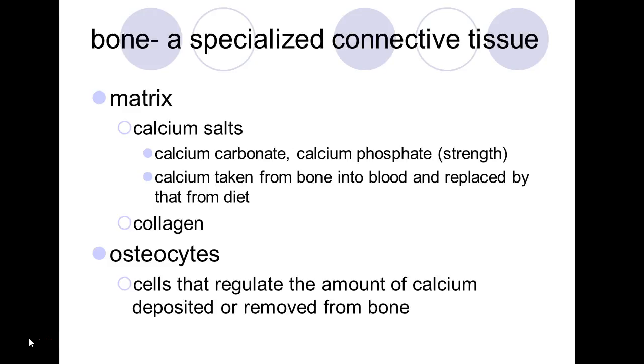As we said, bone was a specialized connective tissue, and the thing that all connective tissue had, as you recall, and which you weren't to forget, is matrix and cells. The matrix of bone is made of calcium salts, calcium carbonate, and calcium phosphate. Calcium is taken from the bone into the blood if it's needed, and hopefully it is replaced by our diet. The living cells in bone are called osteocytes. They regulate the amount of calcium that is deposited and when it needs to be removed.